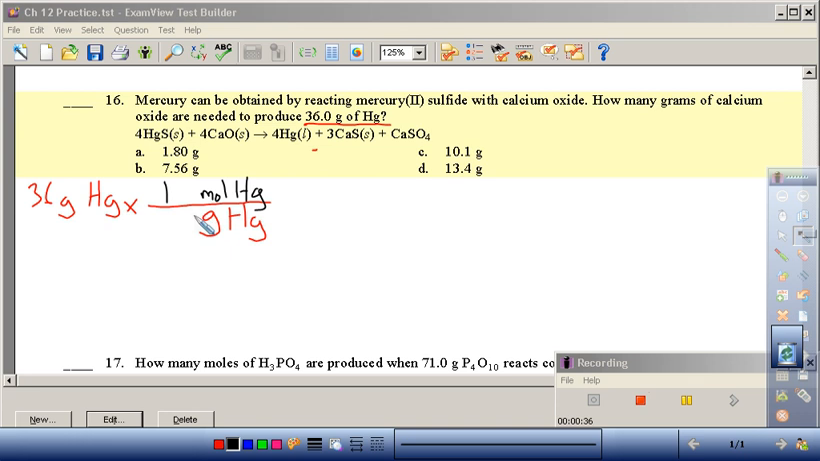And then for my mercury, my Hg, I'm going to look it up on the periodic table. And rounding to tenths, that's the molar mass. Now I'm going to cross off things I don't need. Things that cancel out, reduce down to 1. Alright, I'm in moles of Hg, but the question is asking for grams of calcium oxide. Okay, so I don't want Hg, I want calcium oxide. That means I'm going to transfer this.